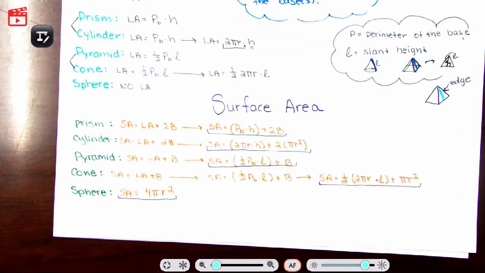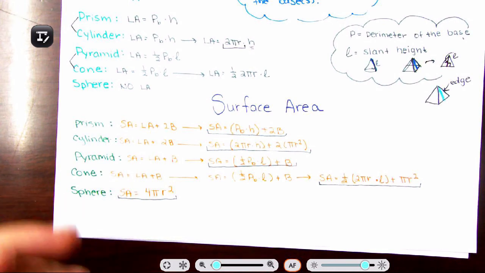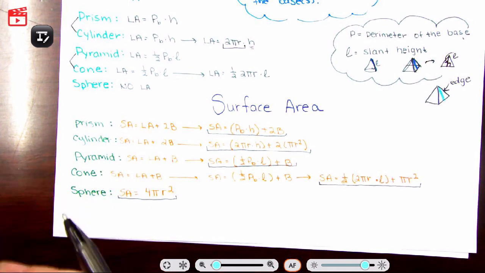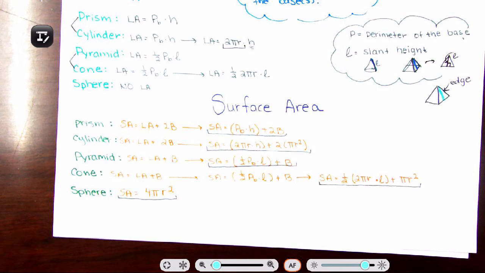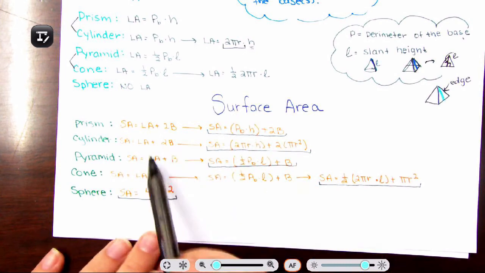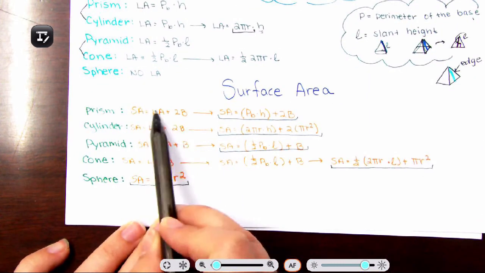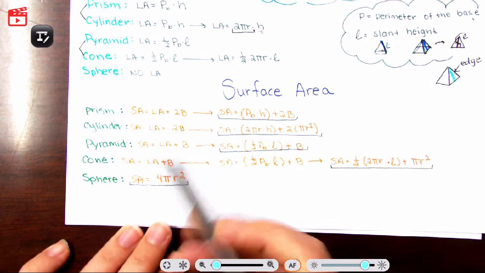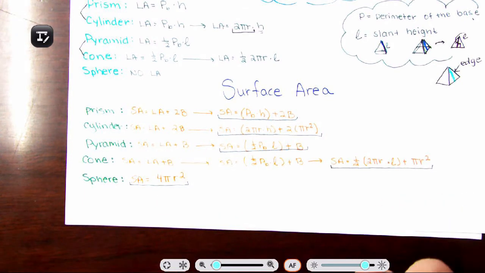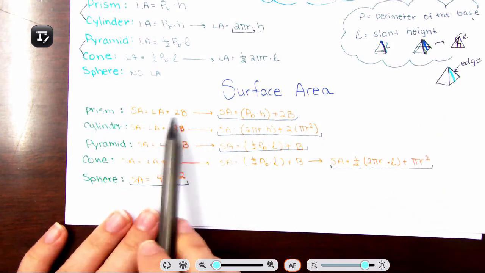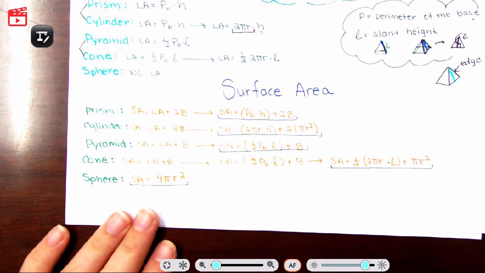Now we move on to surface area. Surface area combines lateral area, because lateral area is just the area without the base. So surface area is the area without the base, and then we add the base to it. You're going to find a lot of the formulas are just going to tell you lateral area plus however many bases you have. For example, a prism has a base on top and has a base on the bottom.